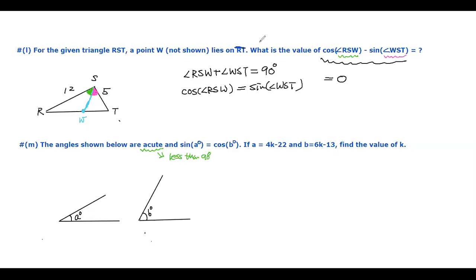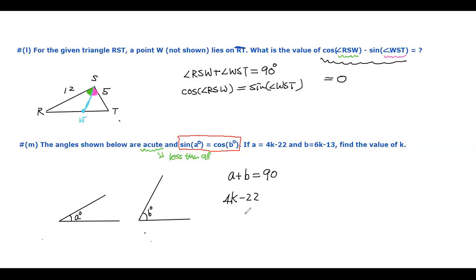Okay, so now it says here, the sine of A equals the cosine of B. Both are acute angles. Because we just did this on the previous page, the sine of one angle equals the cosine of the other angle. So what do we come out with? I know A plus B has to be equal to 90 degrees here, right? Then they tell us A is 4K minus 22.